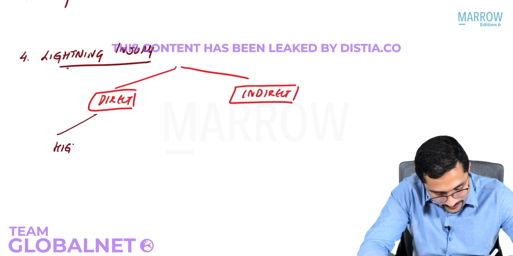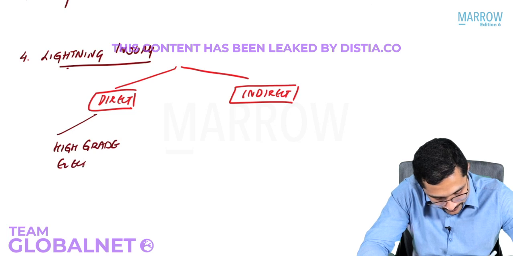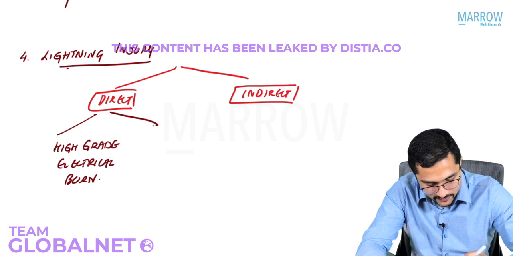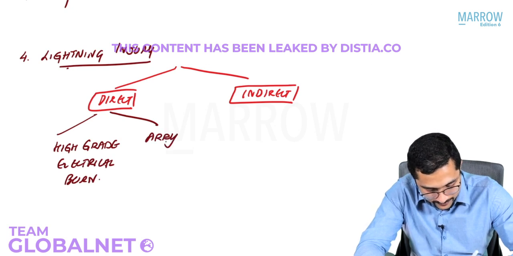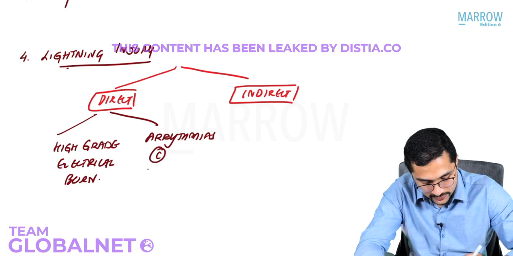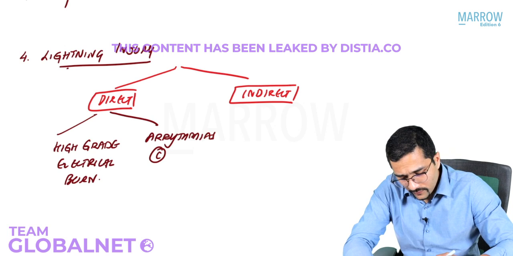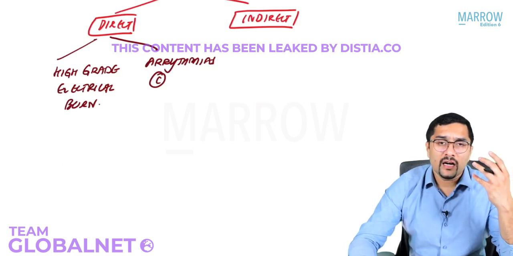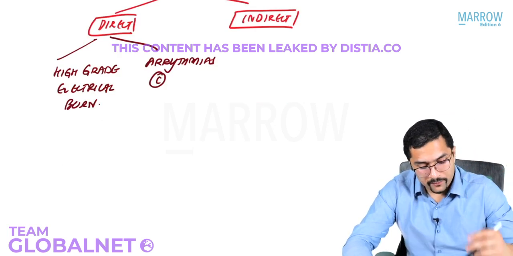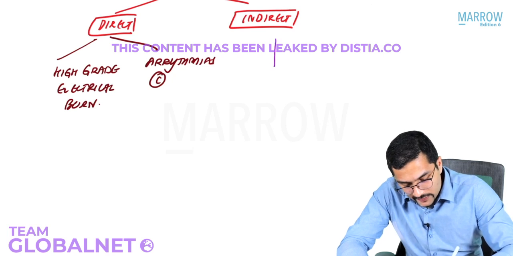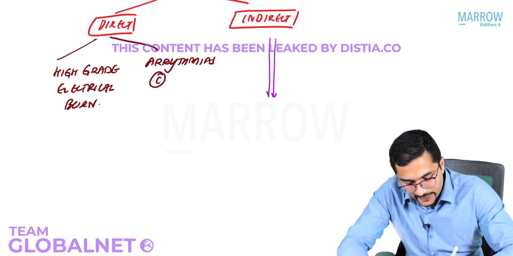and again, direct lightning injury is like a high grade electrical injury, like a high grade electrical burn, where again you can have entry and exit burn, and arrhythmias are common, and these are the leading cause of death in these patients. So it's like a high voltage electrical burn. The one which has been asked in the exam is indirect lightning injury.